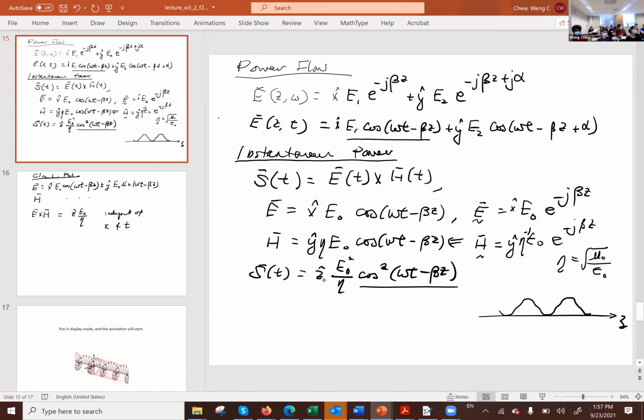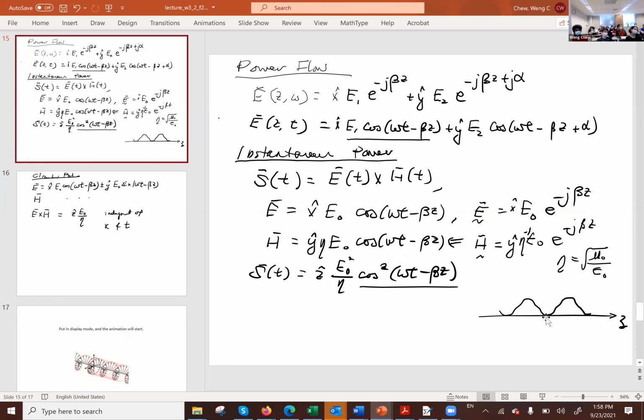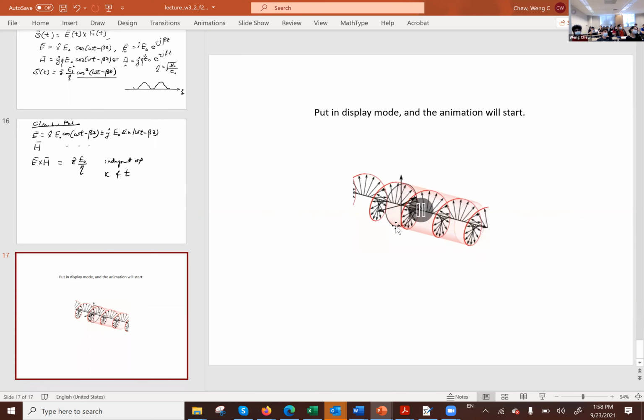And the interesting thing is that if you have a linearly polarized wave, then the power flow seems to be in lumps, forming lumps flowing through space. But if you have a circularly polarized wave, the power flow is constant, independent of x and t, okay? Somebody was puzzled by that and asked me if that violates energy conservation. No, it doesn't. Think of a bullet flying through space as a lump of energy, and no energy conservation is violated. Okay, so this linearly polarized wave flows like bullets through space with no violation of energy conservation. Okay.